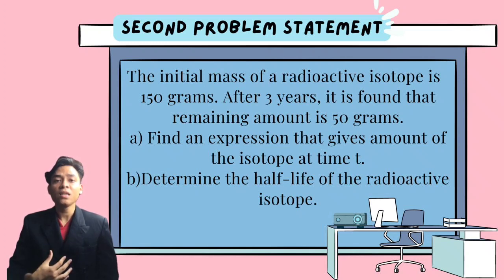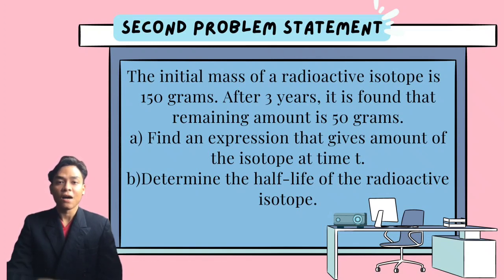We will continue with the second problem of radioactive decay. The problem is: the initial mass of a radioactive isotope is 150 grams. After 3 years, it is found that the remaining amount is 50 grams. Find an expression that gives the amount of the isotope at time t.